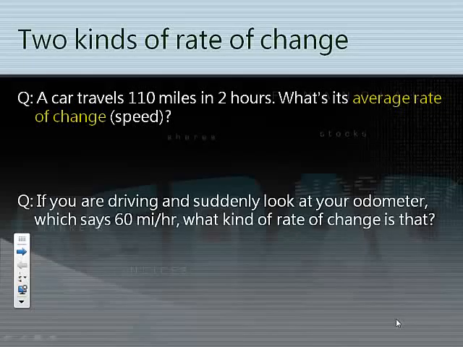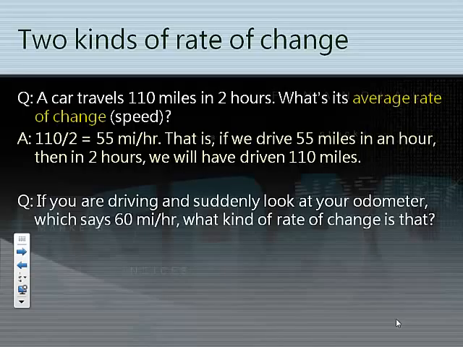Hello everyone, we're going to talk today about two different types of rates of change. So here's the first question. If a car travels 110 miles in 2 hours, what is its average rate of change? Well, most of you would know that all you have to do is do 110 divided by 2 and you get 55 miles per hour. That is, if we drive 55 miles in an hour, then in 2 hours we'll have driven 110 miles.